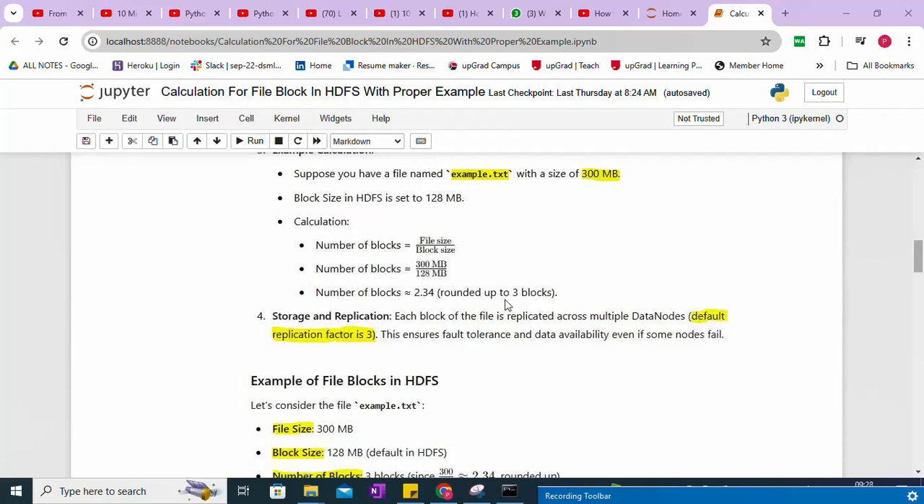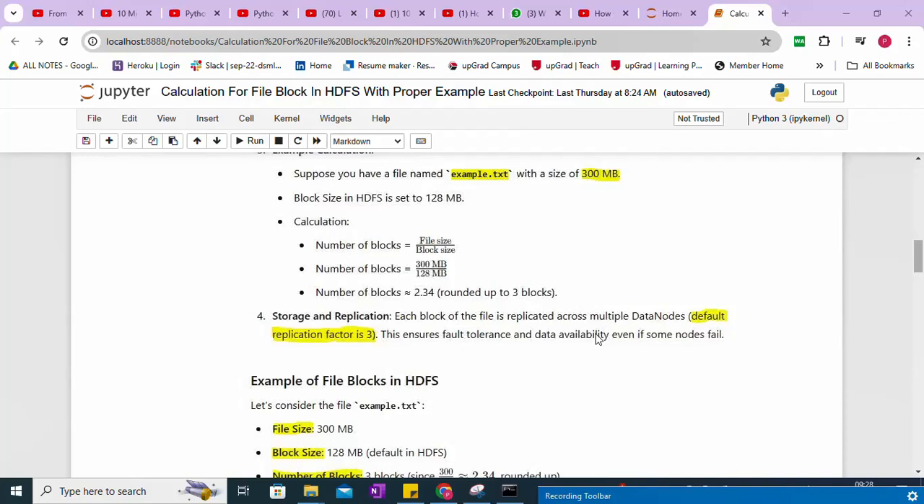Are you getting my point? Why? Because the number of blocks is equal to file size divided by block size. So here my file size is 300 MB, the block size is 128 MB, and 300 divided by 128 comes to around 2.34. So around 3 blocks will be created. Out of 3 blocks, in 2 blocks, 128 MB of data will be there. In the last block, it will be less than 128 MB, because 128 plus 128, and whatever remains from 300 minus that will be stored in the third block itself.